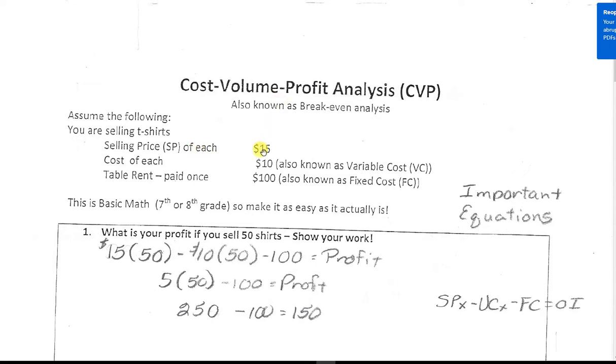So anyway, we are selling t-shirts for $15 each. They cost us 10, and I pay table rent of 100. So I'm going to sell t-shirts for the day or the month or whatever, and they charge me $100 table rent, and I have to buy t-shirts at $10 each, and I'm selling for $15 each. Okay, so my first question is, what is your profit if you sell 50 t-shirts?